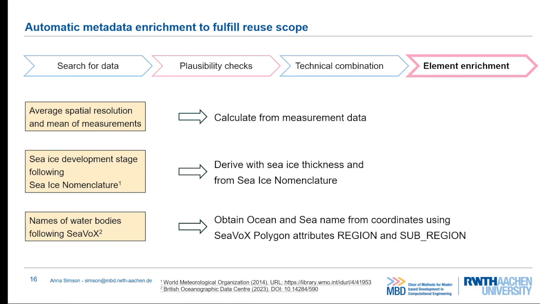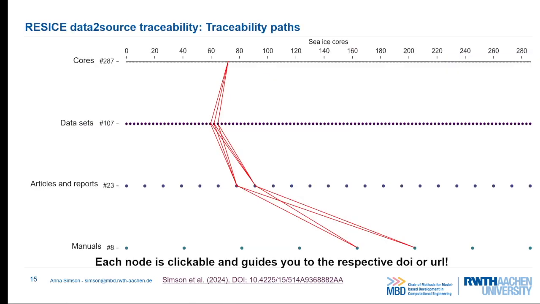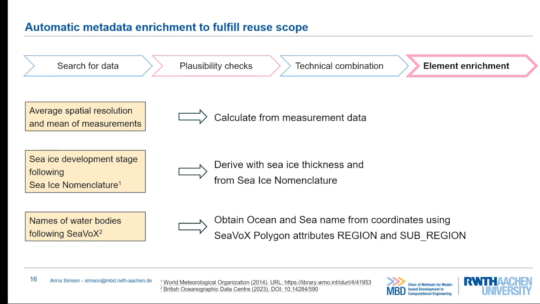So now with this I have consolidated all existing sea ice data that I found. But I also did some automatic enrichment for some of the elements. For example, the spatial resolution, the sea ice development state, and the name of the water bodies, since they were not following the controlled naming that I wanted them to have.